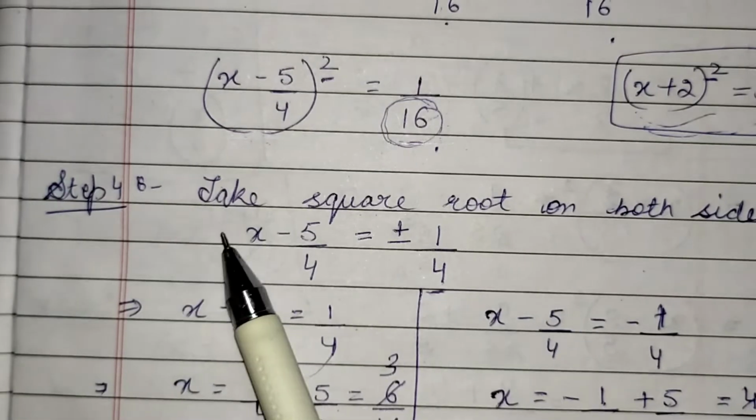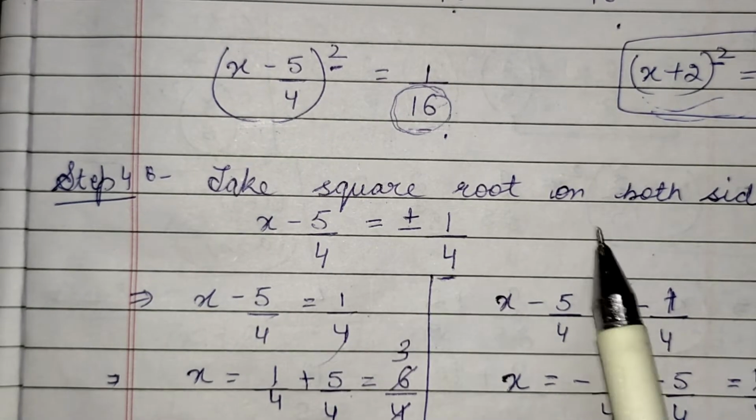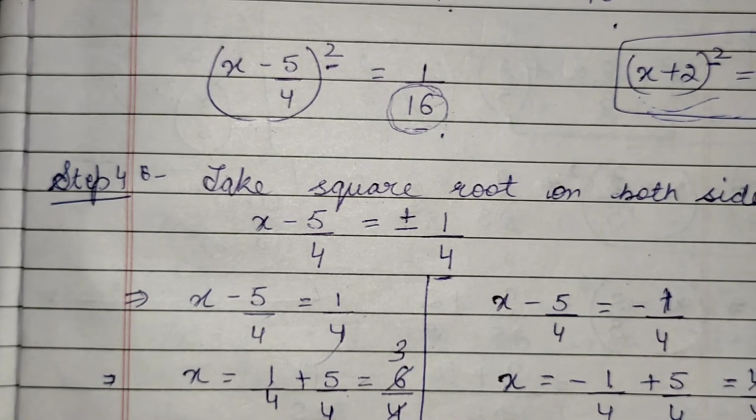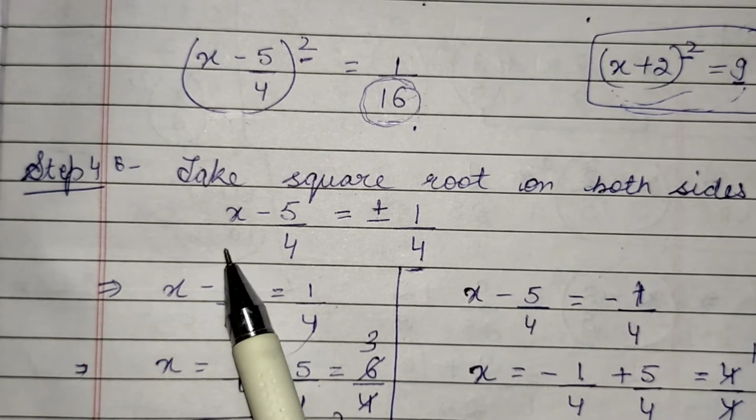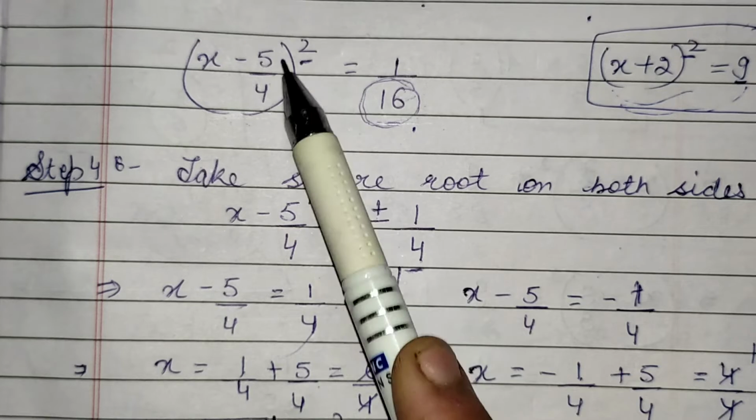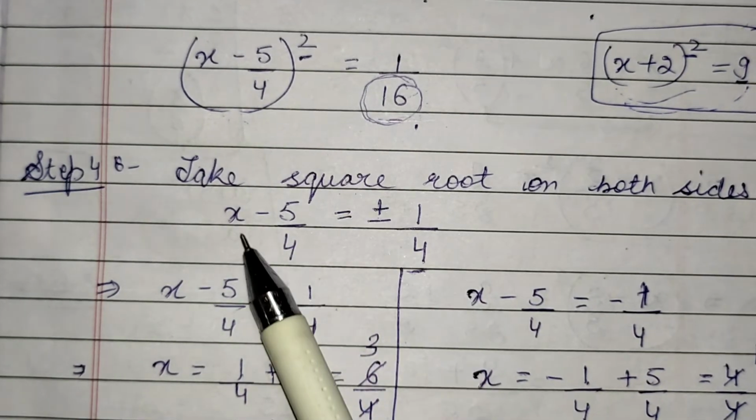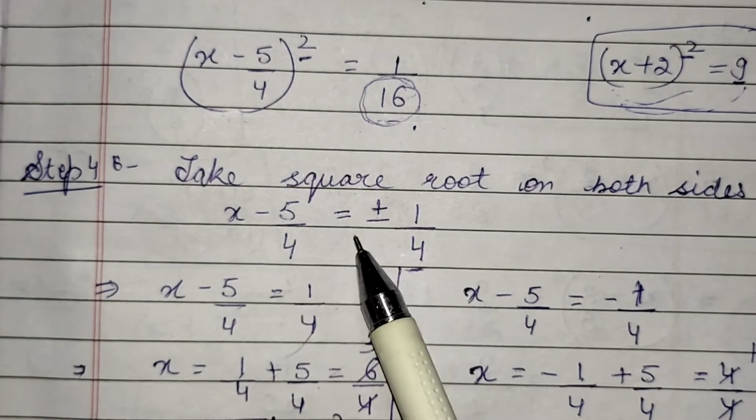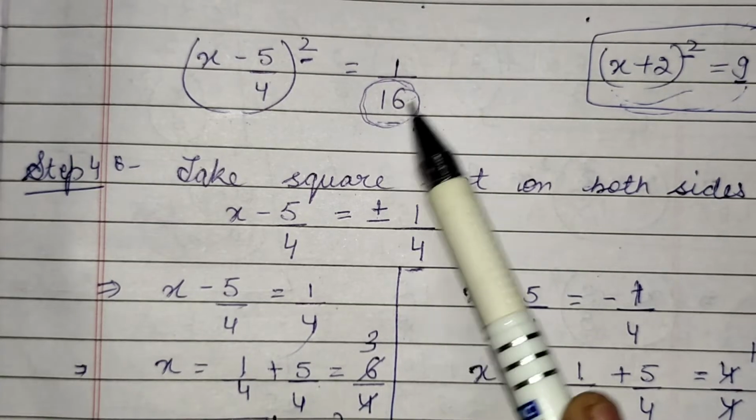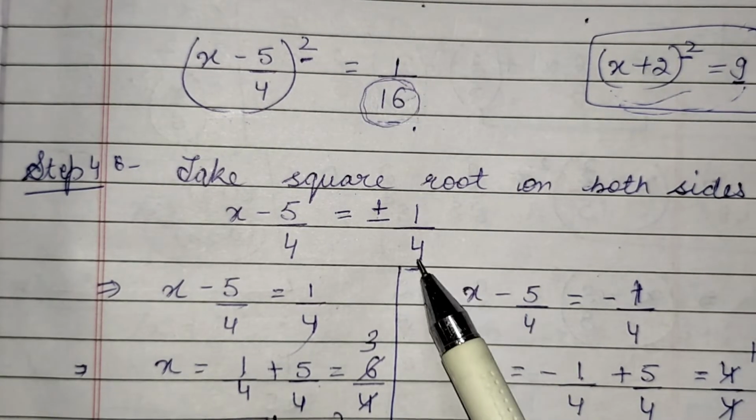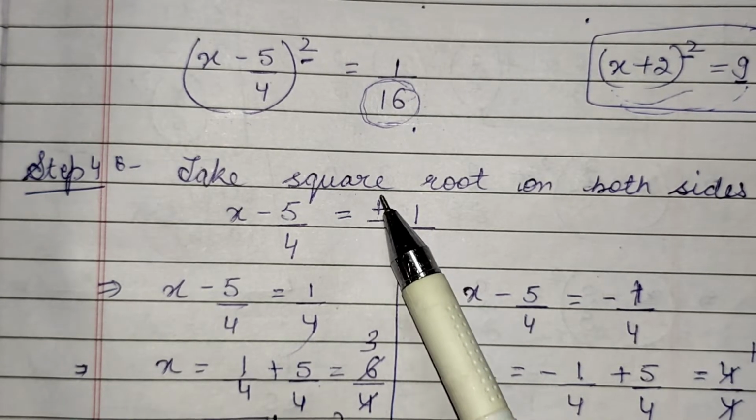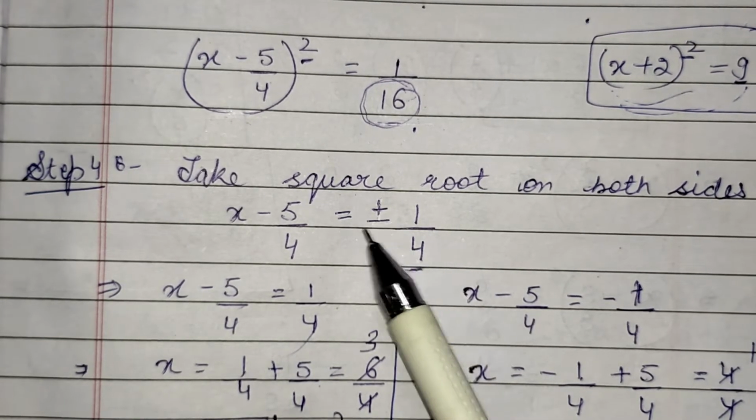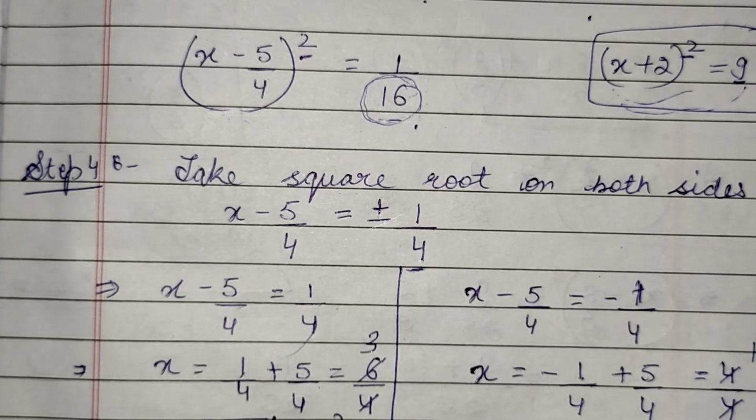My next and last step is what? Take the square root on both sides. If you take the square root on both sides, what will you get? The square and square root of x minus 5 by 4 will get cancelled out. So x minus 5 by 4 is equal to the square root of 1 by 16. 16 is the square of which number? 16 is the square of 4. That means whenever we take a square root, we get a positive as well as a negative value.